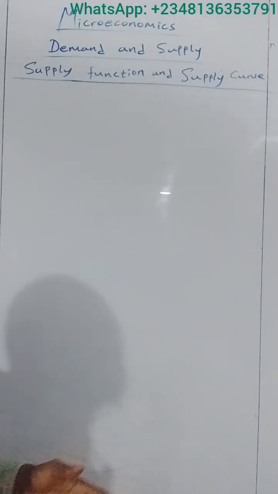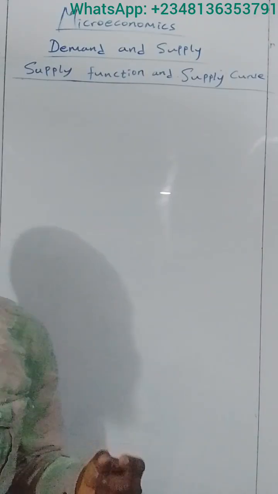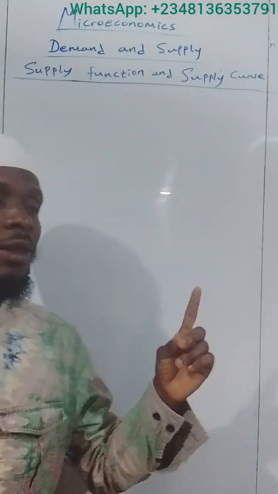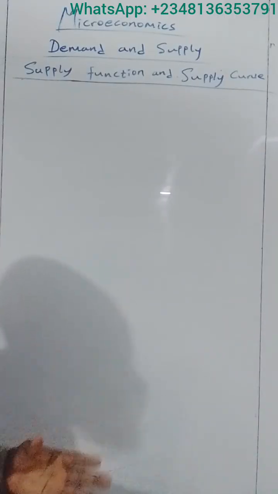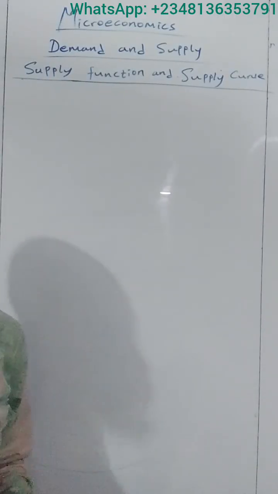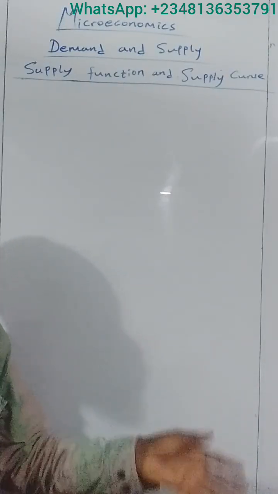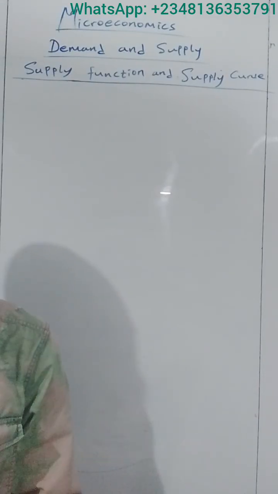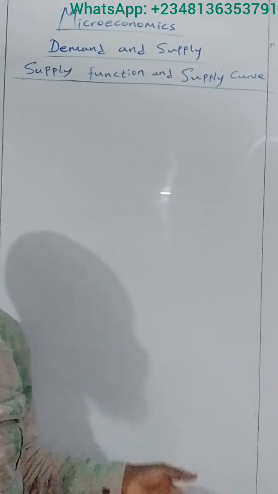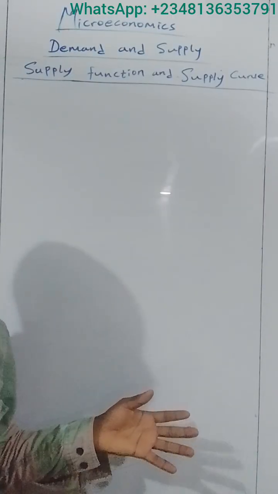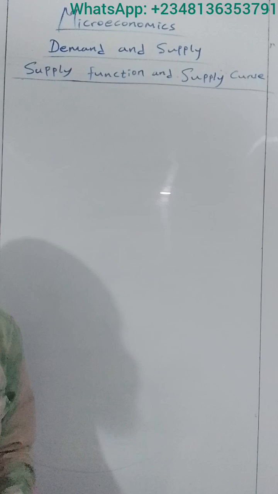So in this video, I'll be talking about supply function and supply curve. You remember the law of supply. The law of supply states that the higher the price of a commodity, the higher the quantity supplied, and vice versa. In other words, the lower the price of the commodity, the lower the quantity supplied, all other things being equal.